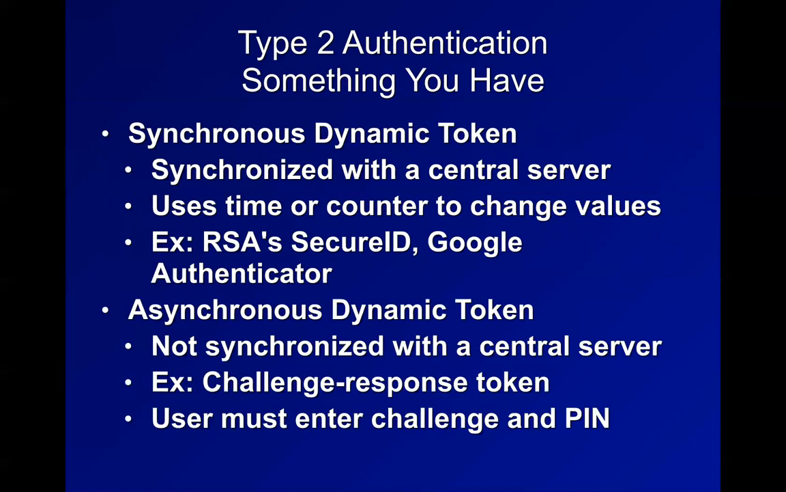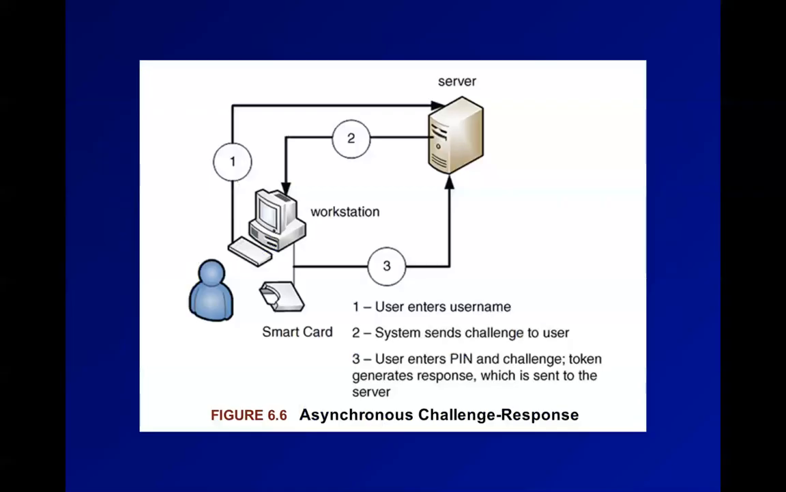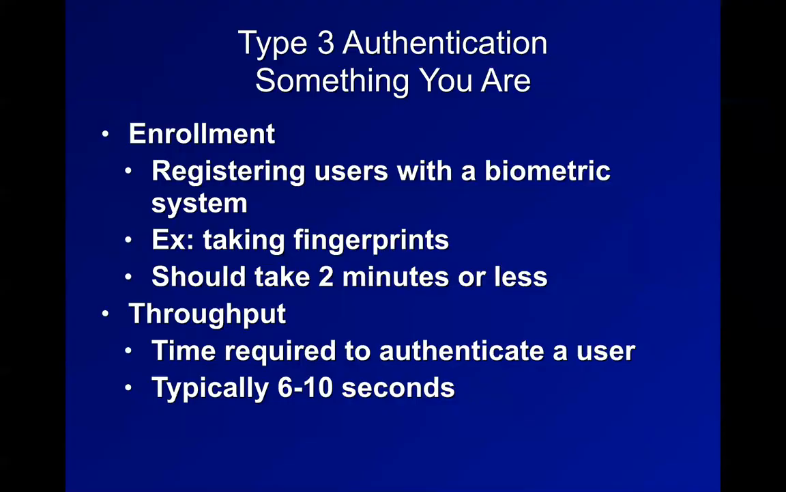So to have something you have, you can have a synchronous dynamic token that synchronizes with a server like the RSA SecurID, or an asynchronous token where you press the button to get the next number. So you give a username, it sends you a challenge, you enter the challenge into your token, and then set it up. That's another way. I think the RSA SecurID is much more popular, where it just updates every 30 seconds or something.